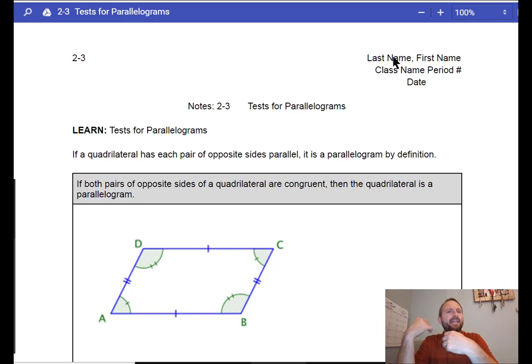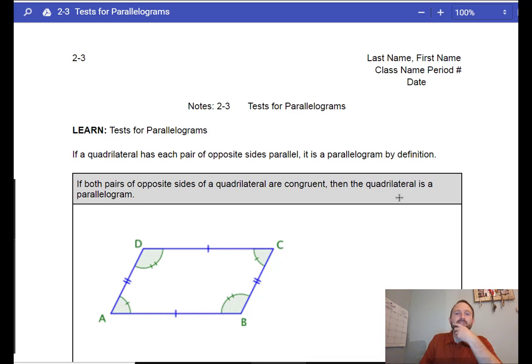So, our notes for today are 2-3, specifically entitled Tests for Parallelograms. If a quadrilateral has each pair of opposite sides parallel, then it is a parallelogram by definition. If both pairs of opposite sides of the quadrilateral are congruent, then the quadrilateral is a parallelogram.